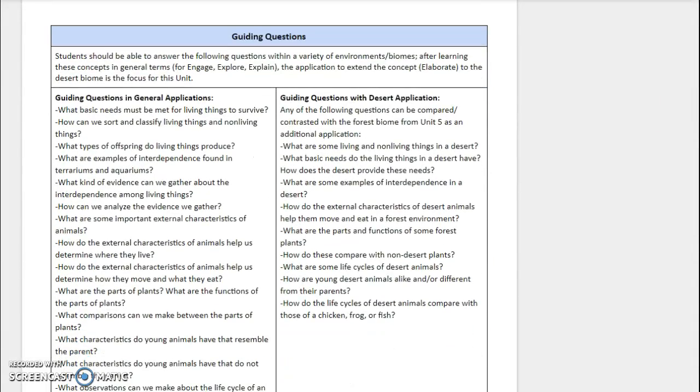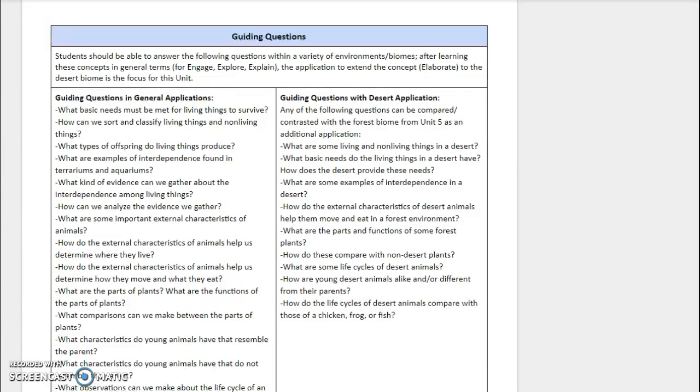The guiding questions, I actually have 2 columns for you. Your students should be able to answer either verbally or in writing or via some sort of assessment the questions on the left. Those just would be general applications. For instance, what basic needs must be met for living things to survive? By the end of the unit, your students should be able to answer that in some way.